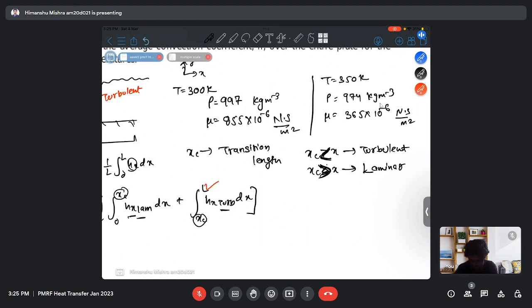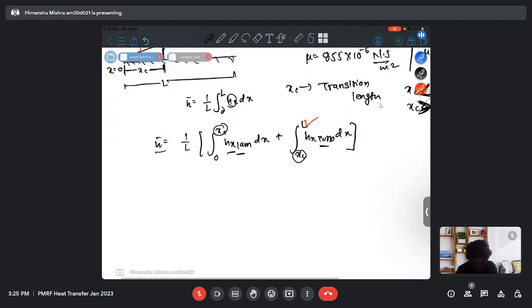And we know from fluid dynamics knowledge that the critical Reynolds number where the transition happens for a flat plate is roughly equal to 5 times 10 to the power 5. For the pipe flow, the critical Reynolds number is roughly 2400, even though it depends on many parameters, but this is the most used critical Reynolds number for pipe, and this is for the flat plate.